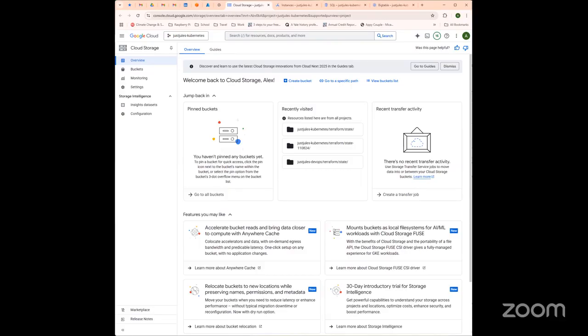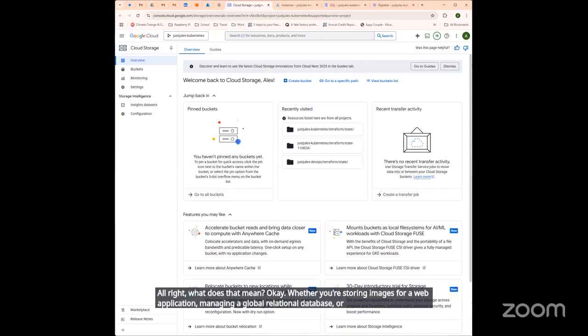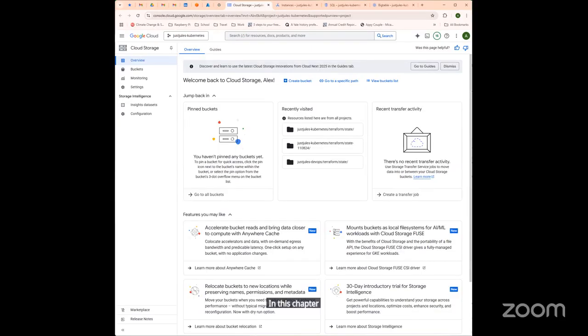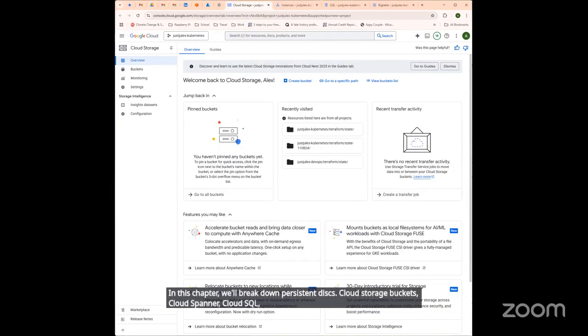Whether you're storing images for a web application, managing a global relational database, or archiving petabytes of sensor data, Google Cloud offers powerful and scalable solutions to match your workload. This chapter will break down persistent disks, cloud storage buckets, Cloud Spanner, Cloud SQL, Bigtable. Let's get started at the infrastructure level with persistent storage for virtual machines. Persistent disks.